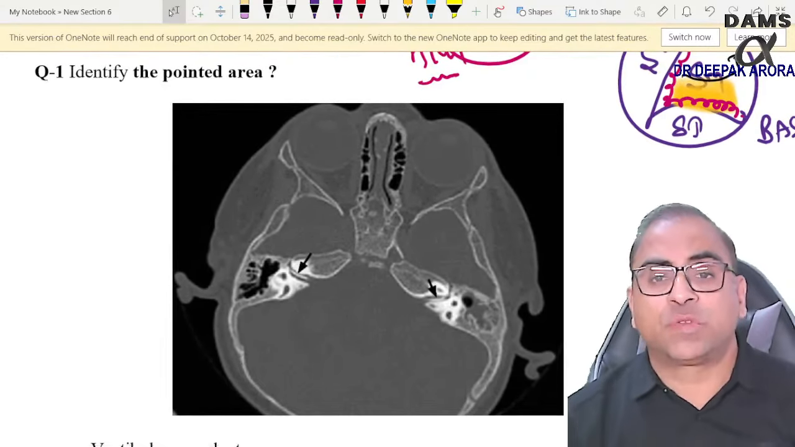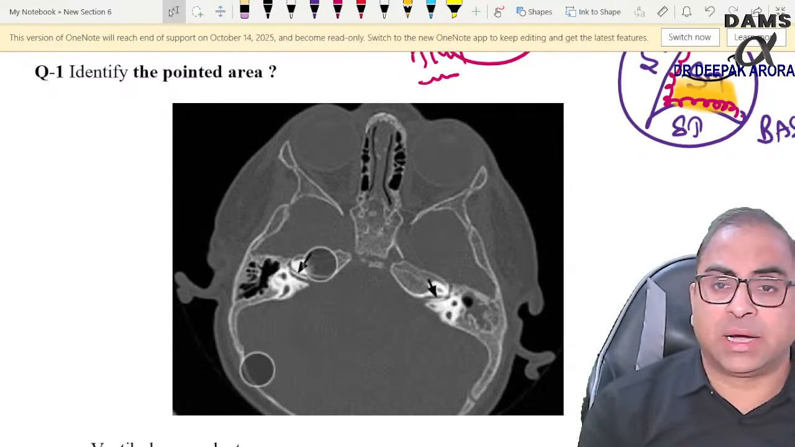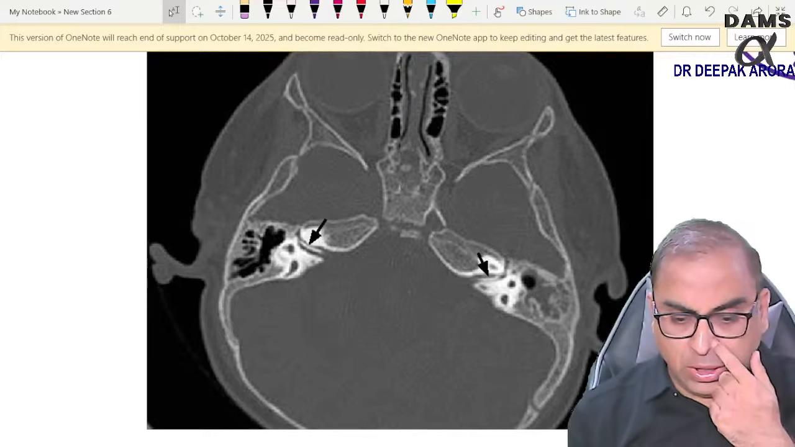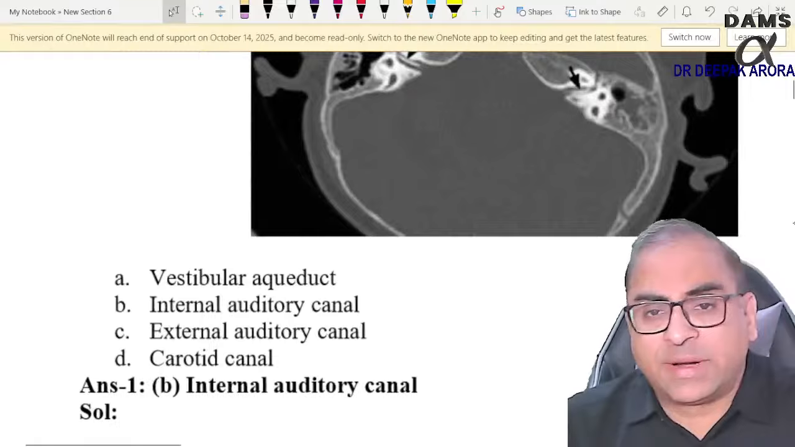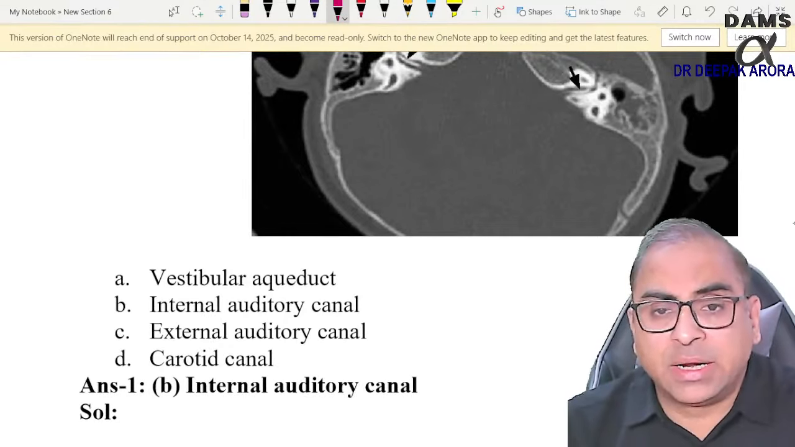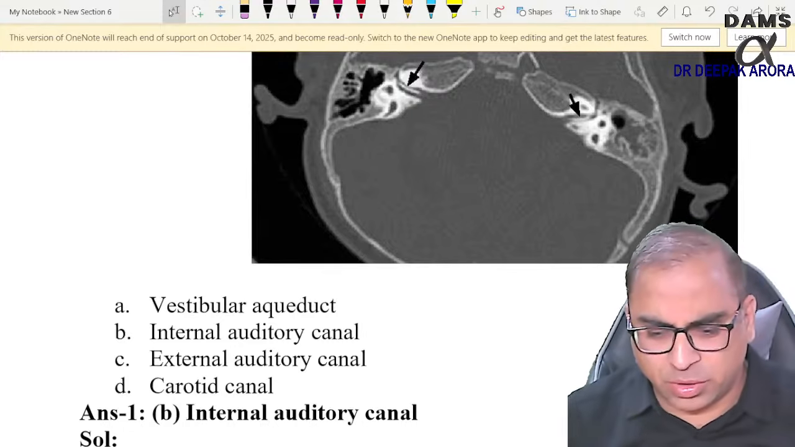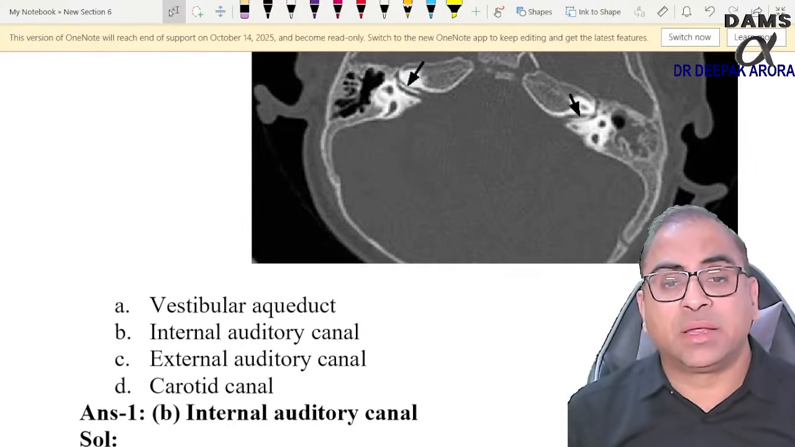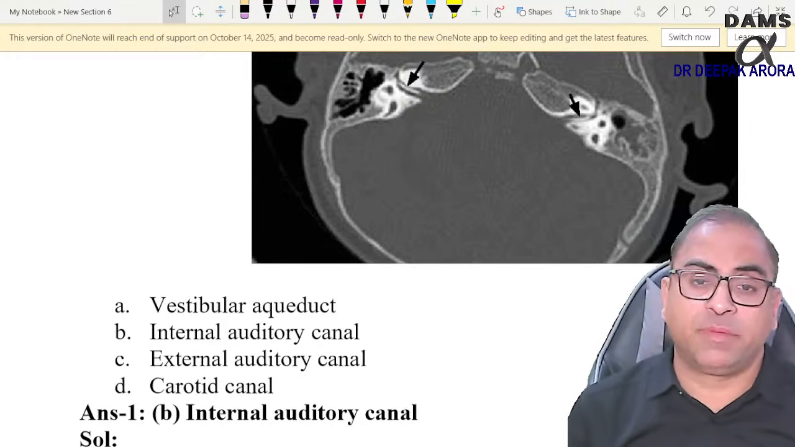They have shown you something in the vicinity of your mastoid posterior part and they ask you which canal is this one. So this was an integrated question of ENT with radiology, and the four options were aqueduct, internal auditory canal, external auditory canal. One thing is damn sure, which option cannot be there? It cannot be external auditory canal. So it can be either your internal auditory canal, or carotid, or vestibular aqueduct.